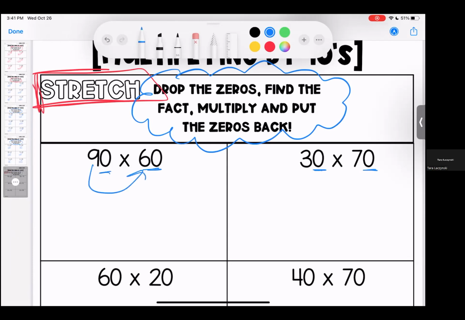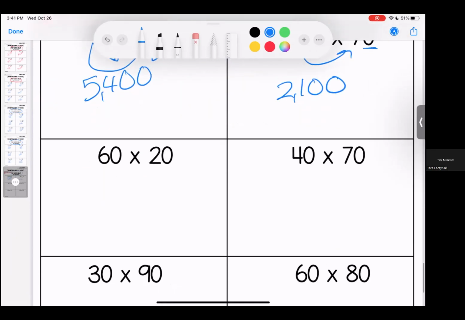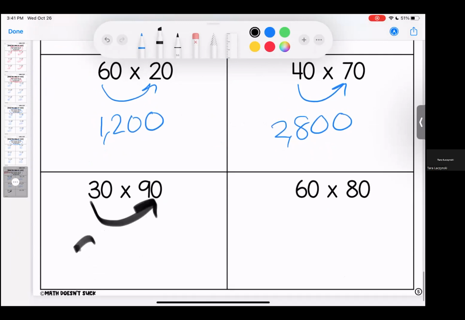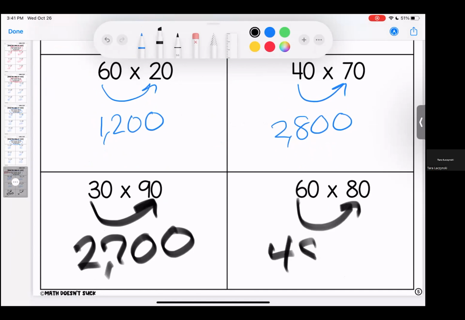So when we do 9 times 6, we get 54. I bring down the zero from both of my numbers, 5,400. 3 times 7 is 21. Bring down both of my zeros, 2,100. 6 times 2 is 12. I have 2 zeros, 1,200. 4 times 7 is 28. 2 zeros, 2,800. 3 times 9 is 27. 2 zeros, 2,700. 6 times 8 is 48. 2 zeros, 4,800. That is the end of our practice for this week.